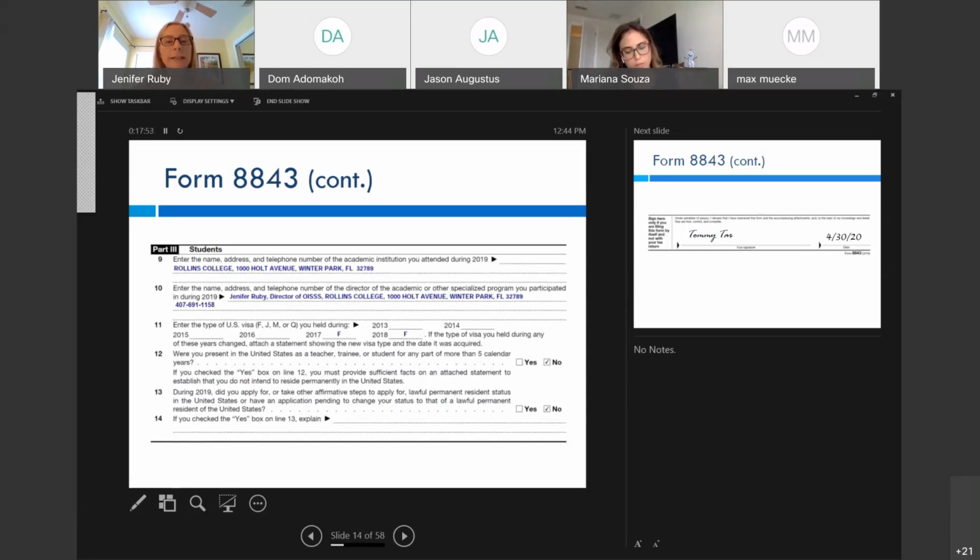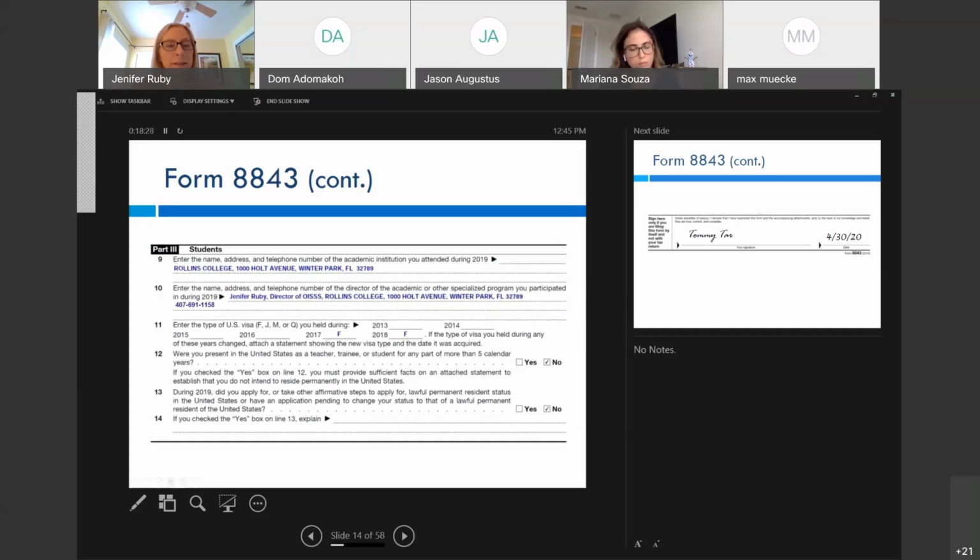You see number 9 is the college's name and address of the school that you attended in 2019. Now, if you just came to Rollins in 2020, but you were a student at a previous institution, of course, you would put that information in. So again, it's where you attended in 2019. And then 10 requires the name of the director of the program. And for this purpose, you can just use my information, my name, and again, the school's information.